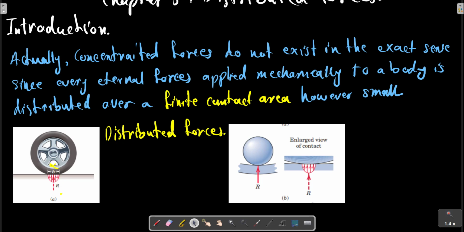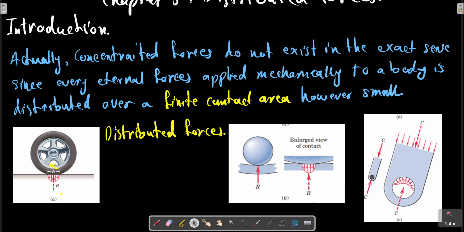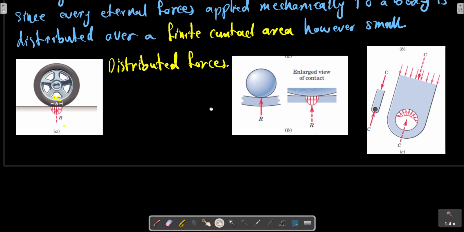Another example can be the force applied to a two-force member of a truss. Consider this picture at the joint point. This is another example of actually distributed forces in mechanical systems. These forces are applied over an actual area of contact of the pin against the hole and internally across the cut section as shown.